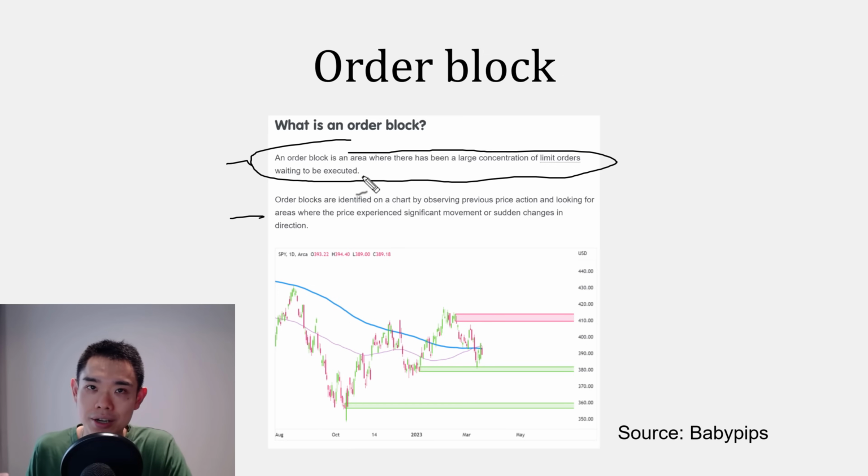You can only see it by looking at the depth of market. They call it the DOM, the depth of market. Or level 2, some people call it. You can't see it just based on charts.